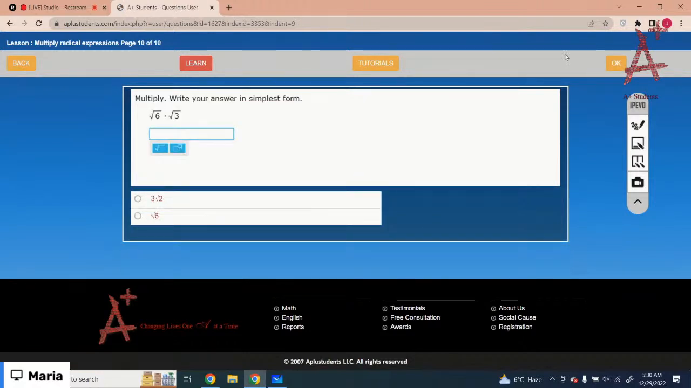Okay, the next one is square root 3 times square root 6. So which of the option is the correct one? It would be 3 square root 2. Got it?